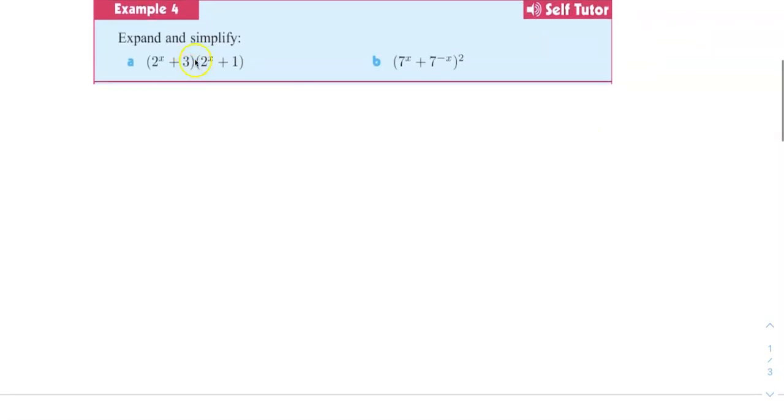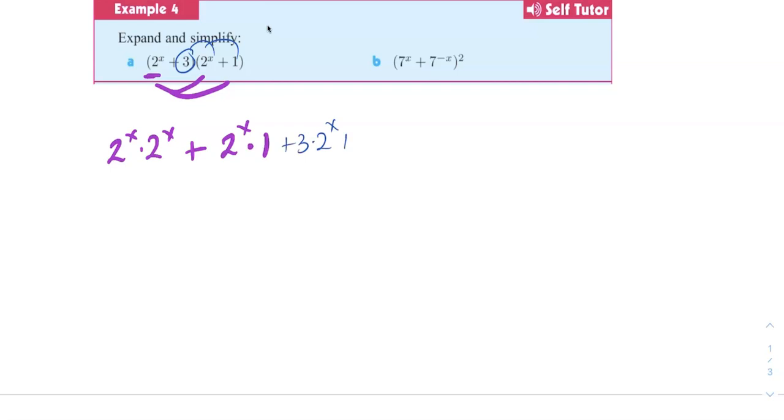Next one. Expand and simplify. Well, it's the same idea. We're going to multiply this 2 by both of these things. So 2 to the x times 2 to the x plus 2 to the x times 1. Then we're going to multiply 3 by both of these things. So plus 3 times 2 to the x plus 3.